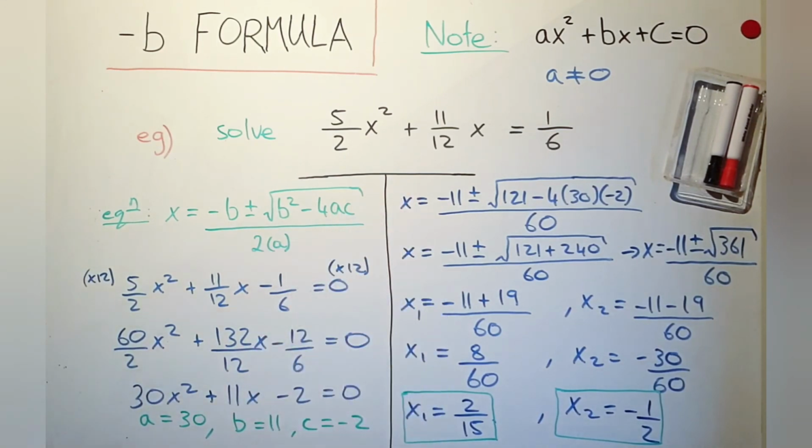But yeah, hopefully you understood the steps. And when you have a complicated quadratic such as this one, my advice would be not to go straight into the minus b formula. It would be to simplify the equation such that your coefficients are going to be integer values, and then go into your procedure of using the minus b formula.